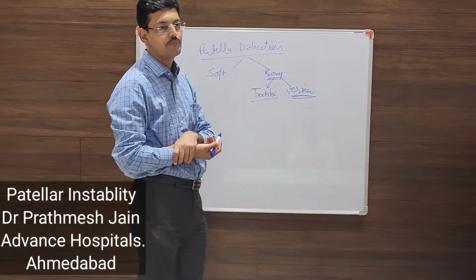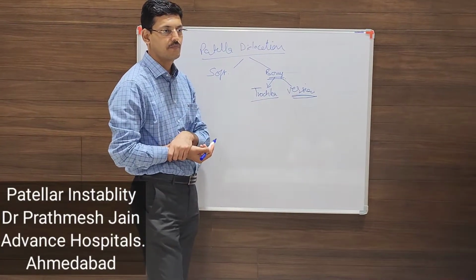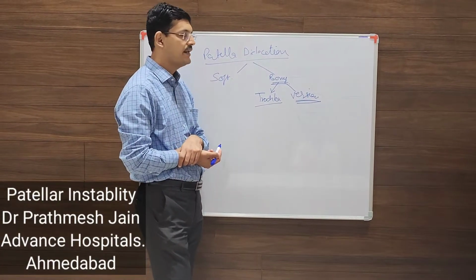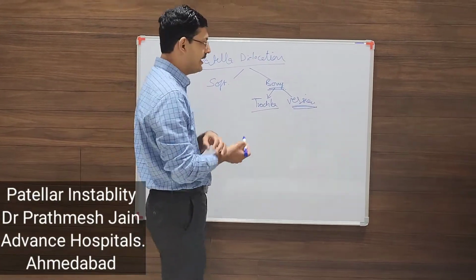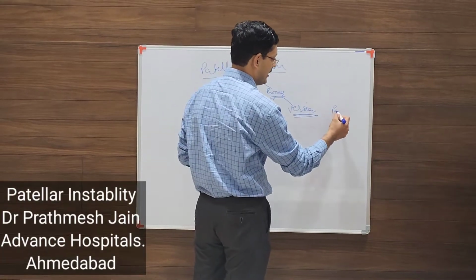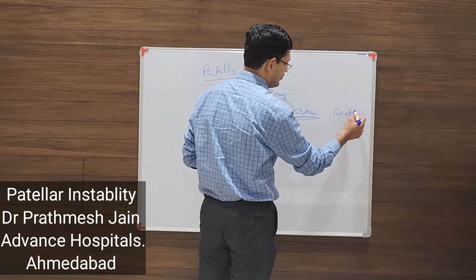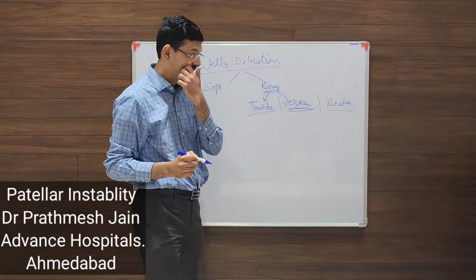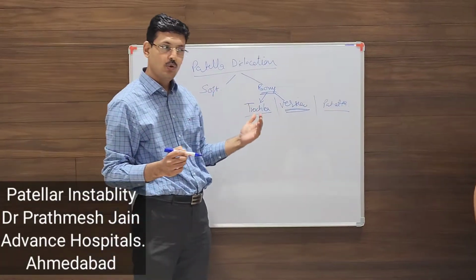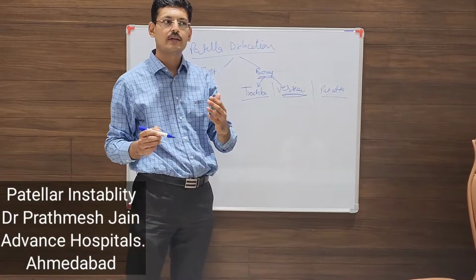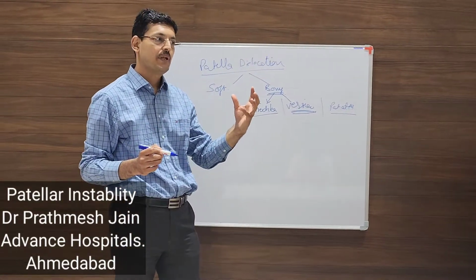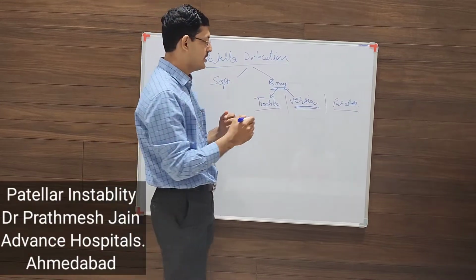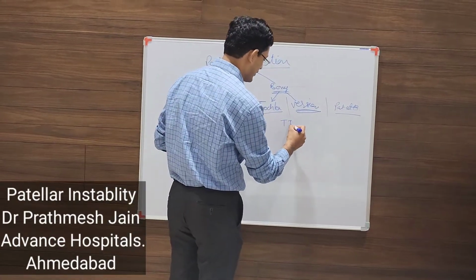Then patellar height. If there is a patella alta, that is an issue. And there is one more issue which we call the Q angle, or you can call it a tibial tuberosity insertion malalignment. That is called the TTTG distance.